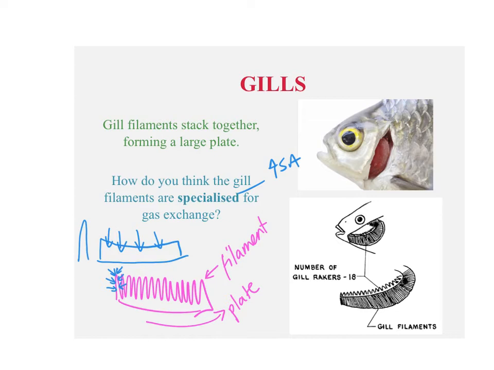So we're going to take a look in a second, but just as an advanced notice, I guess, fish exchange gases by water flowing over these. So if water flows over these gill filaments and they've got a massive surface area, that's going to help to increase the rate and things like that of the oxygen transfer and the gas exchange.